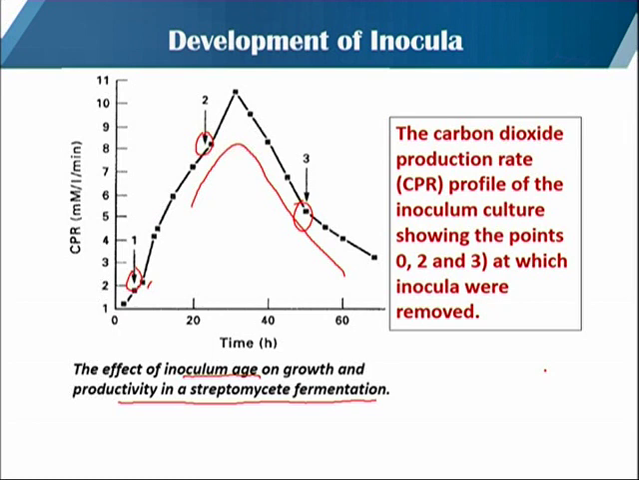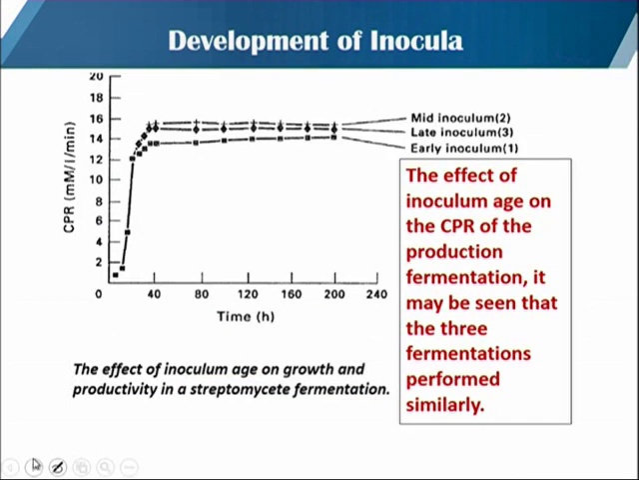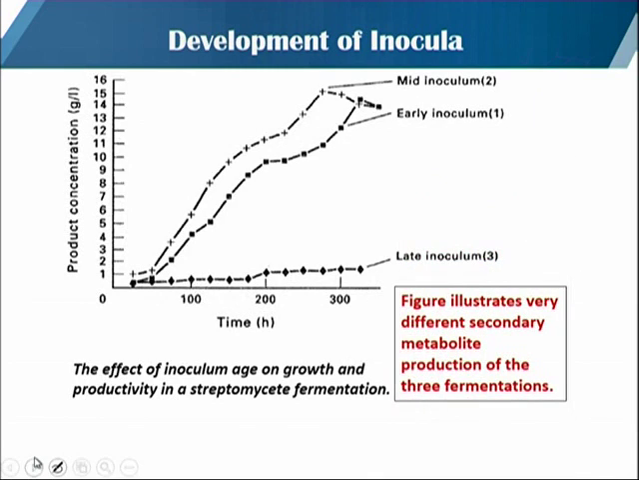At the 3 levels, the inoculum is removed when the CPR amount is 2, 8 and 5, at different ages. You can see here the CPR, carbon dioxide production rate, and the time in hours, with early, mid and late inoculum, so stages 1, 2, 3. As far as these 3 stages and their CPR are concerned, you can see in this slide their effect on the productivity, the effect of inoculum age on the growth and the productivity of the streptomycetes.